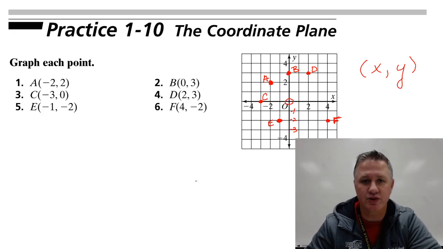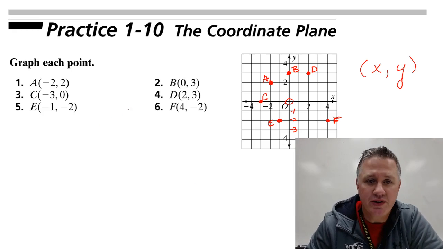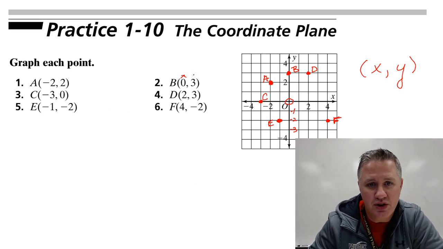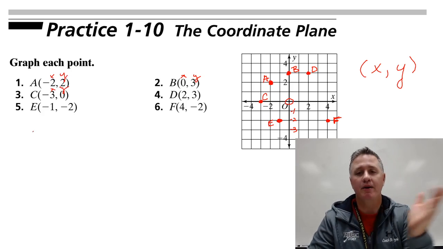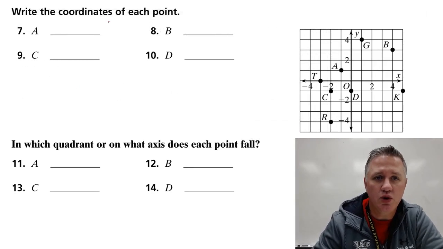And hopefully you did well on those graphing. The places where kids make mistakes is you reverse them and you go in Y direction first, then X. So make sure you label each of these points, X, Y, X, Y, X, Y, X, Y, to try to eliminate that silly mistake. Okay, moving on. Write the coordinates of each point.